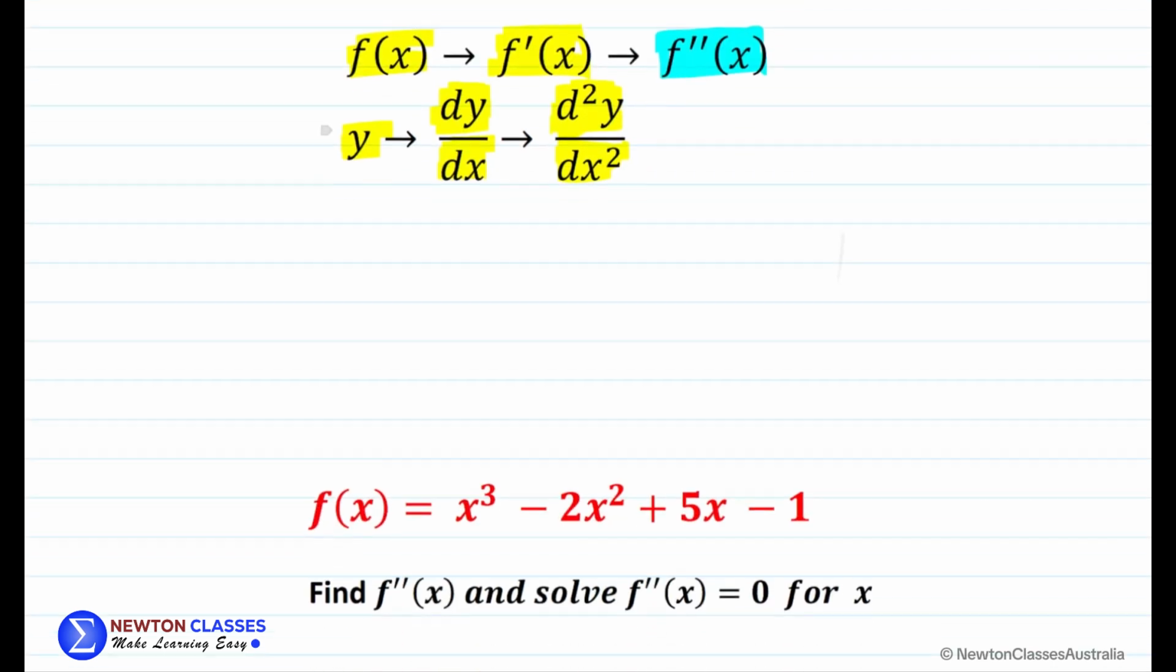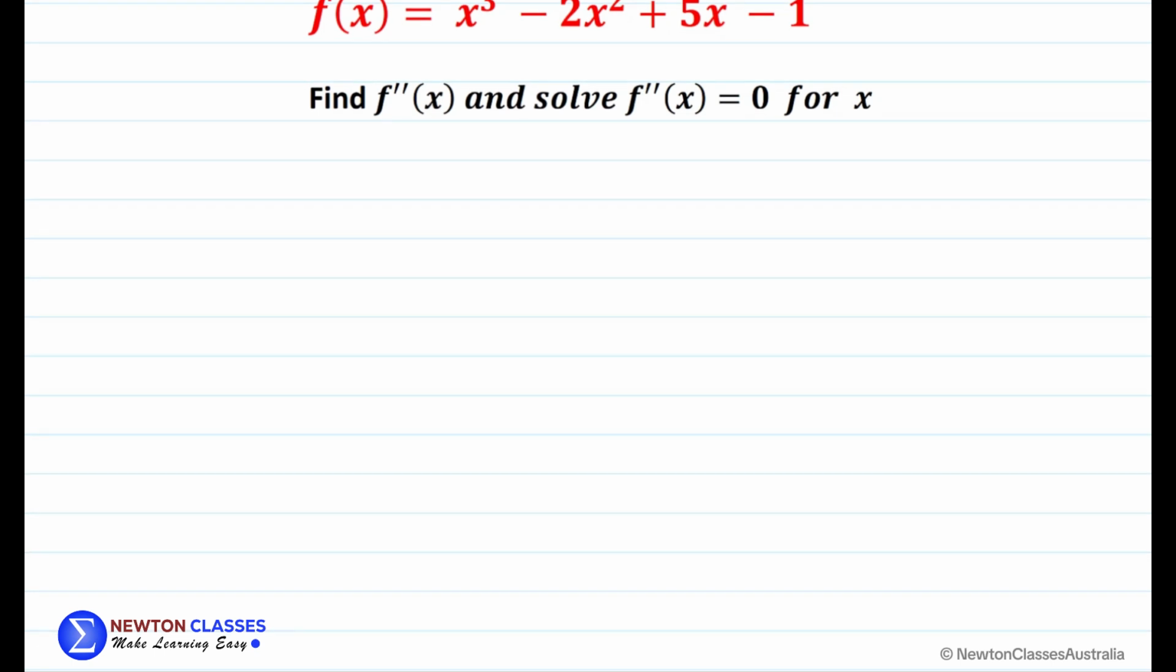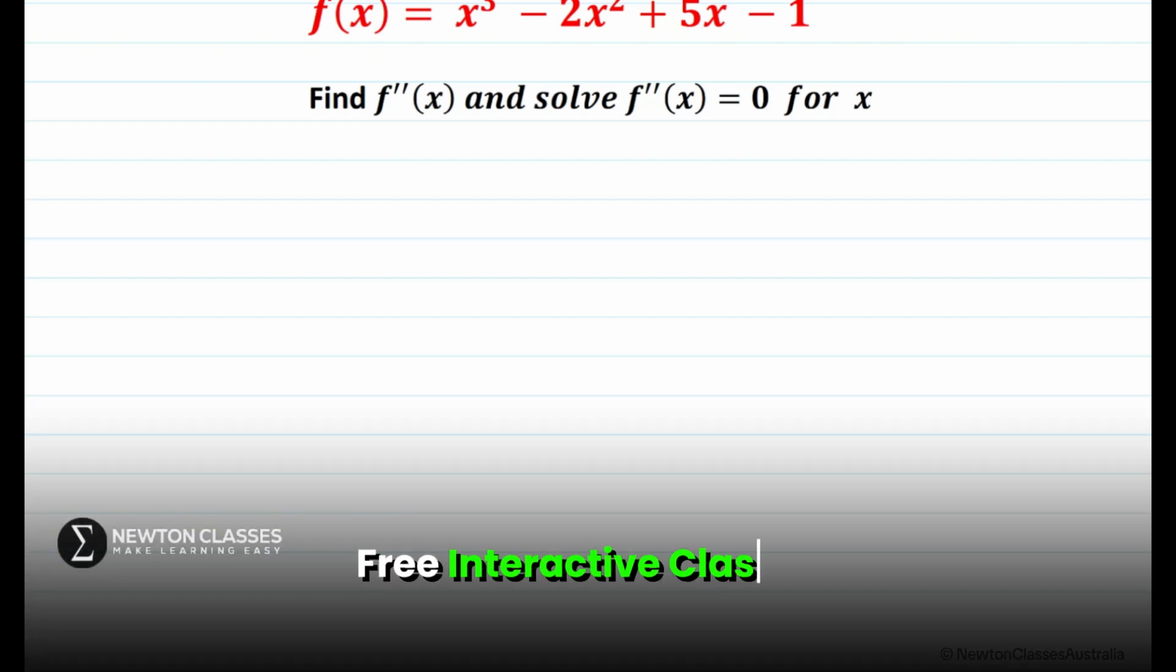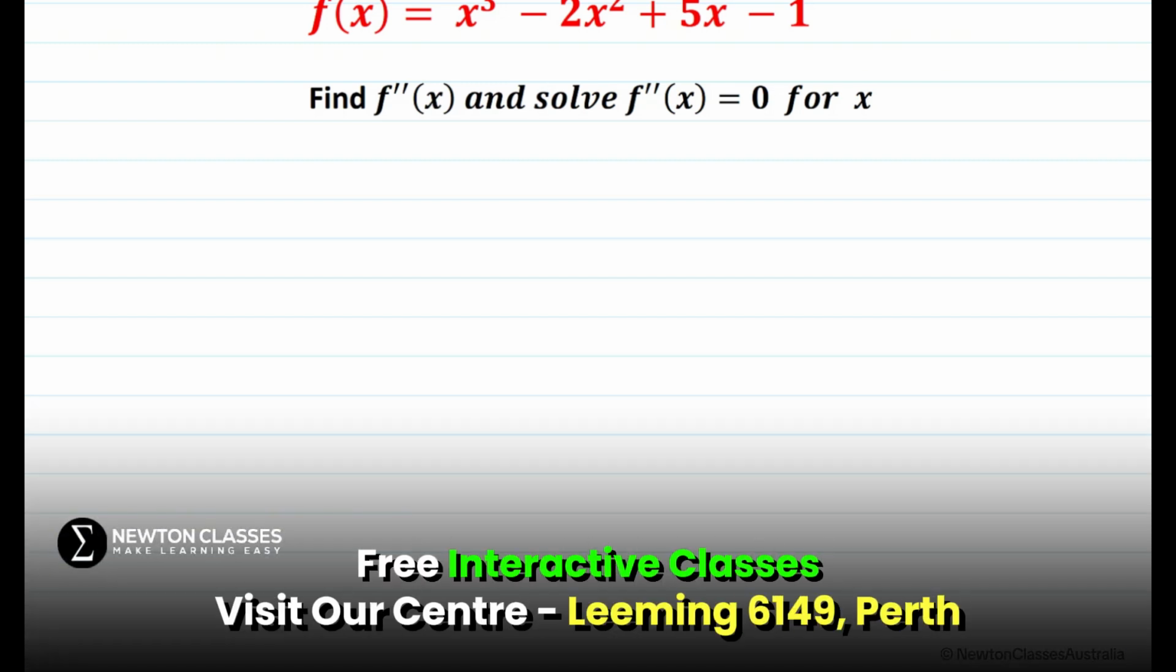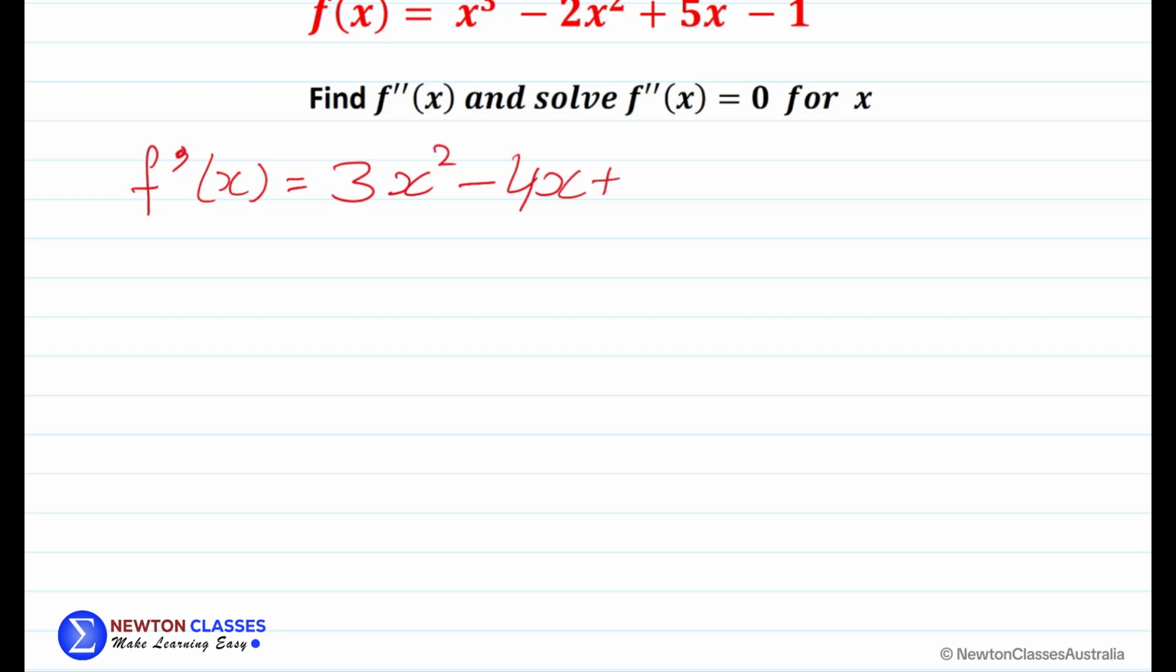Let us take an example and try to see how to find the second derivative of a function and then how to solve the equation. So in this equation, the function is given as x³ - 2x² + 5x - 1. Let us take the first derivative. So f'(x) will be 3x² - 4x + 5.